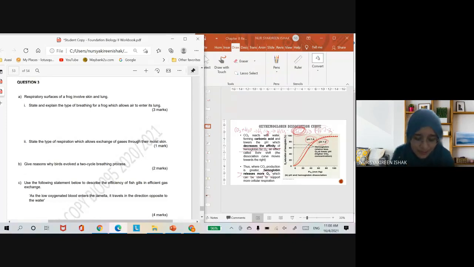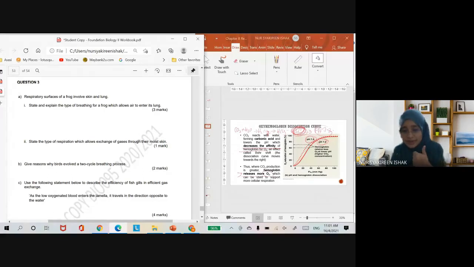Okay. So question 3. Respiratory surface of a frog involve the skin and the lung. Okay, so for frogs, because it involves skin and the lung, so we call it as the pulmocutaneous circuit. Pulmocutaneous respiration. Number 1, state and explain the type of breathing for a frog which allows air to enter the lungs. Tadi saya ada mention kan pasal positive pressure breathing. So point yang pertama, that is the first point.